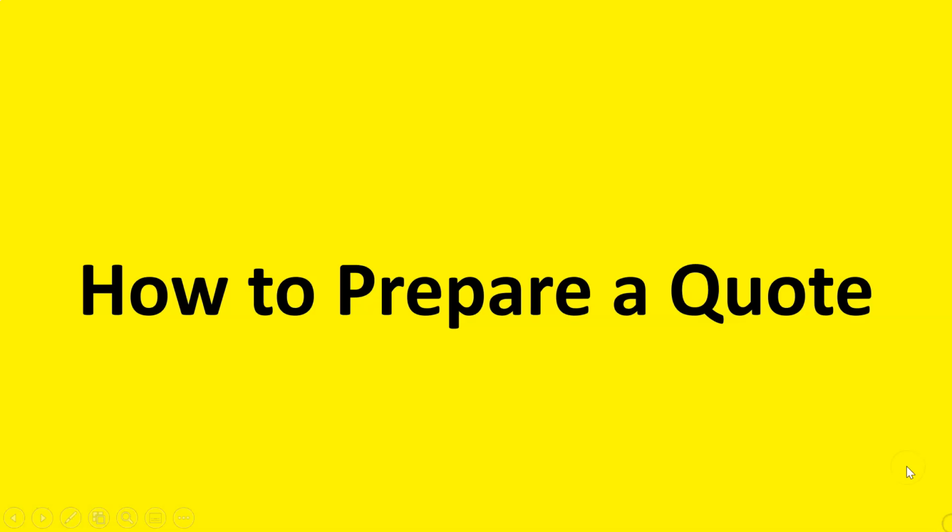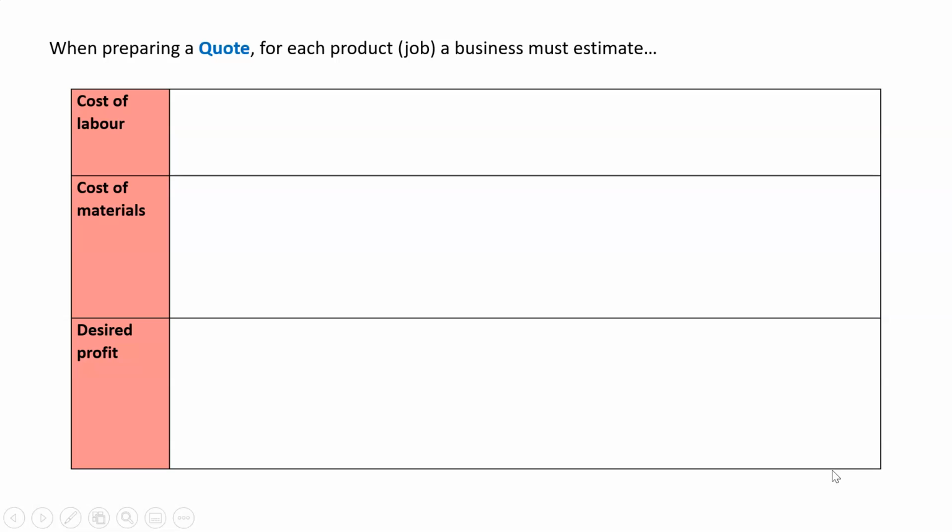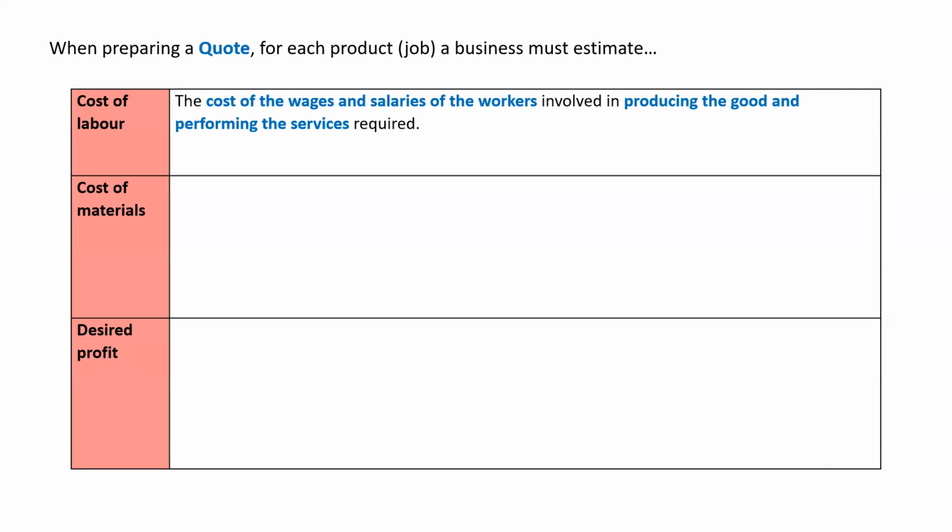How do we prepare a quote? So for a quote, the business is going to have to, for each product or job, estimate three things. The first thing is the cost of labor. That is the cost of the wages and salaries of the workers involved in producing the good and performing the services required.